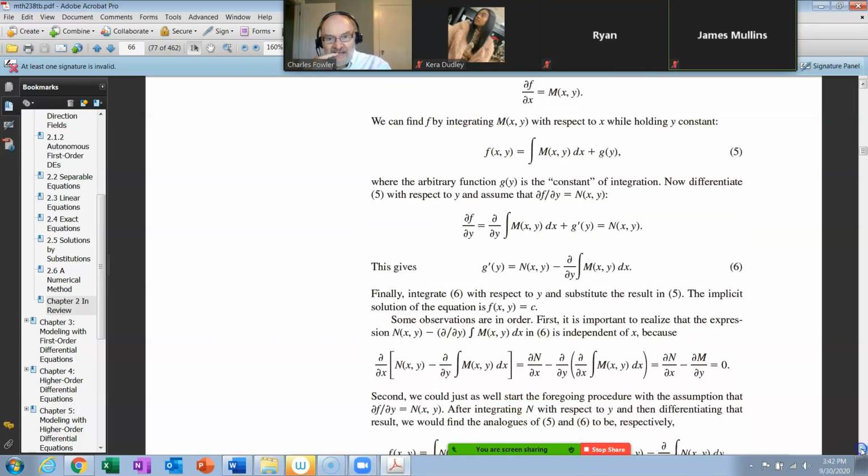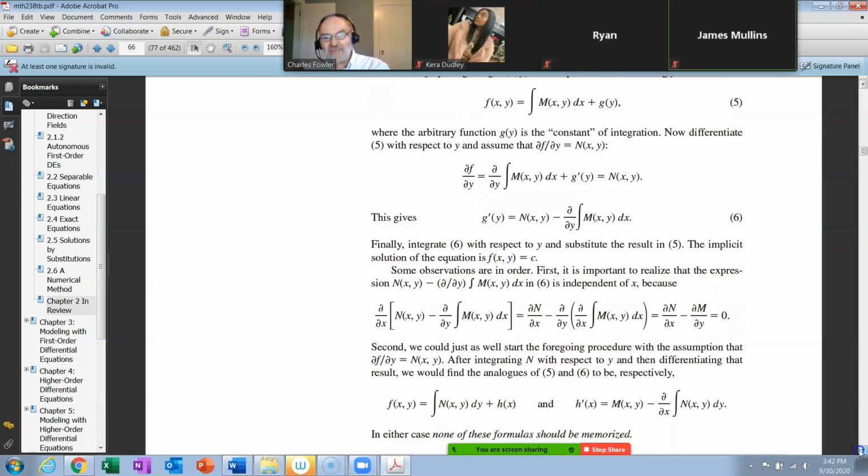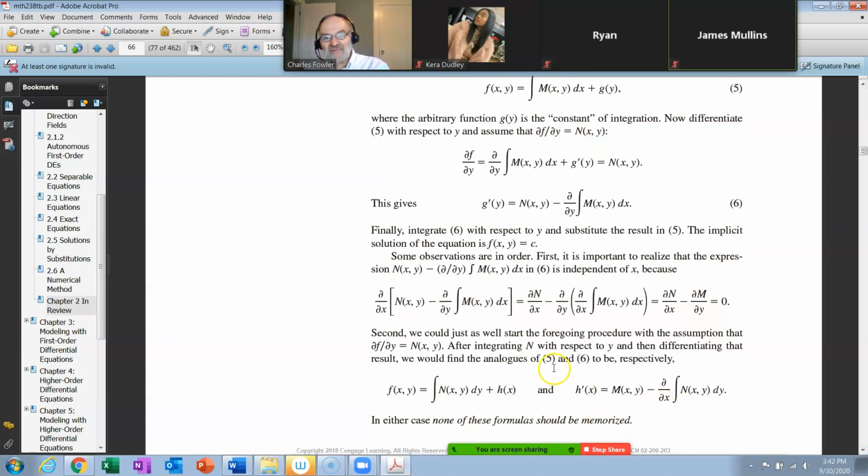All right. Secondly, we could just as well start the preceding by doing this, assuming the partial of f with respect to y is n of xy, rather than partial of f with respect to x was m of xy. You could have started on the other side and worked the other way. Then your constant of integration would have been a function of x, not of y.